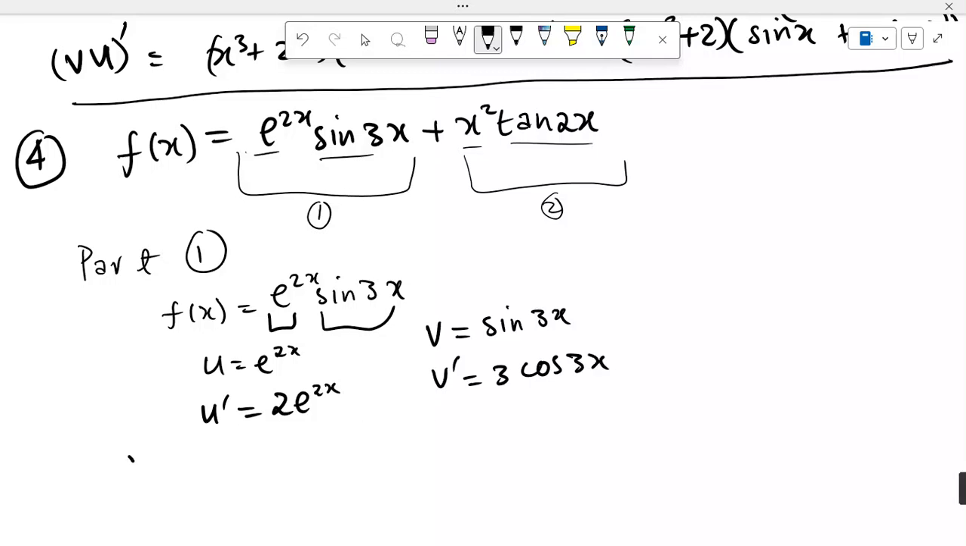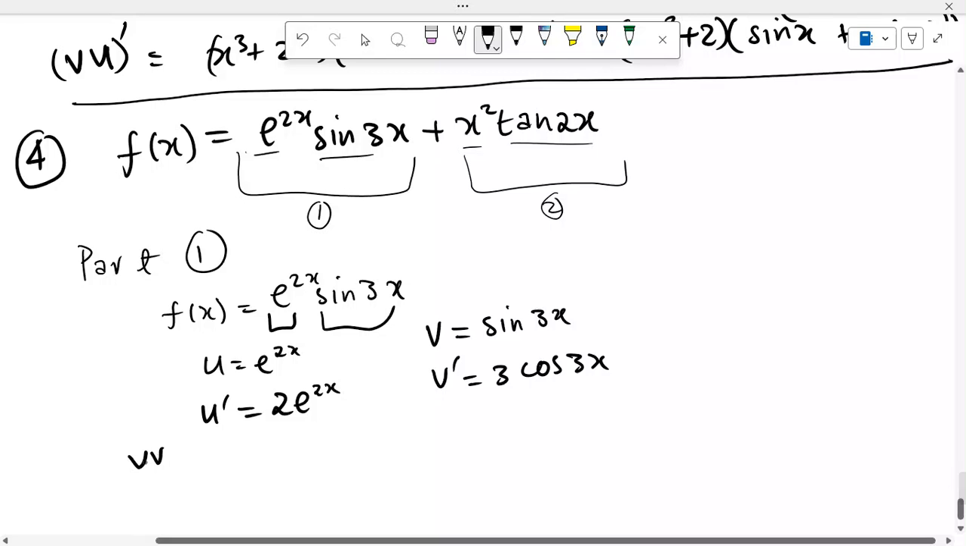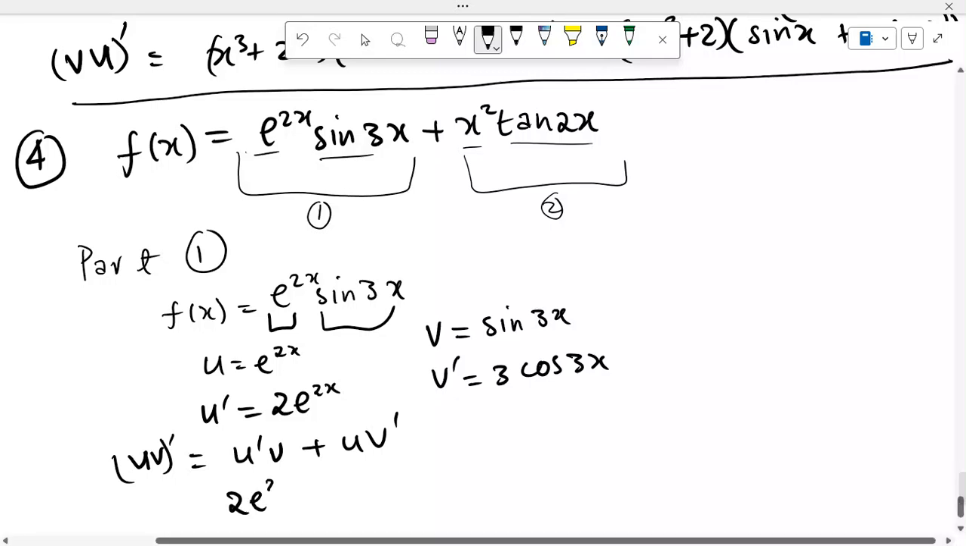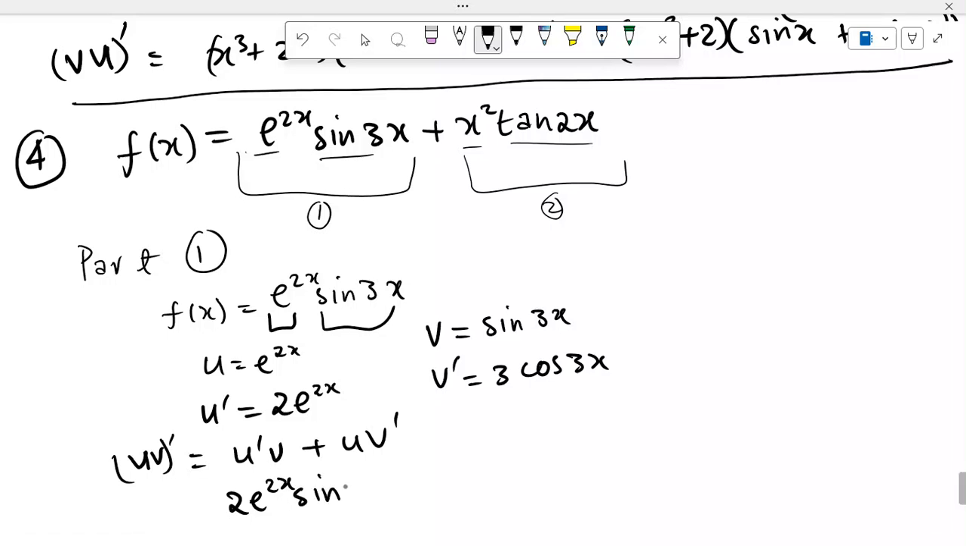Okay, great. So now uv prime, let's write like this, equals u prime v plus u v prime. So what's our u prime? U prime is 2e to the power 2x. What is v? V is sine 3x. Plus, what is u? U is e to the power 2x. What is v prime? 3 cos 3x. Okay.